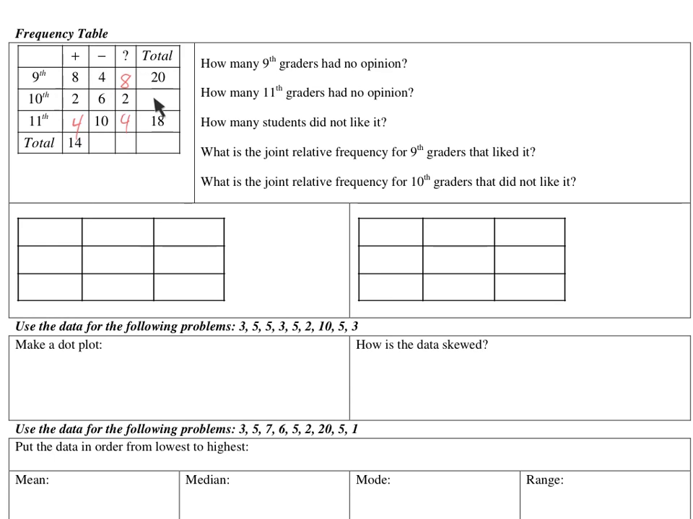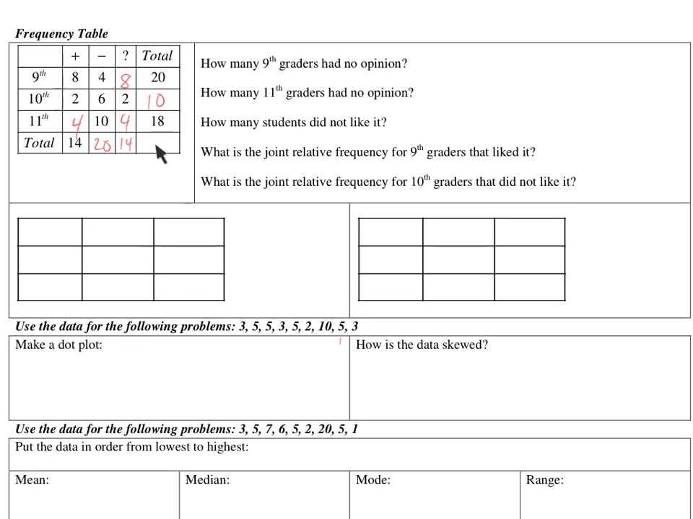All right, let's try this one right here. Okay, we don't know the total, but can we just add up how many 10th graders there are? 2 plus 6 plus 2 is 10. So there are 10 10th graders. This right here adds up all the people who don't like it. So we do have all the information to add down? Yes, we do. So that would be 20. And then this box right here, can we add down again? How many people don't have any opinion? Looks like 14.